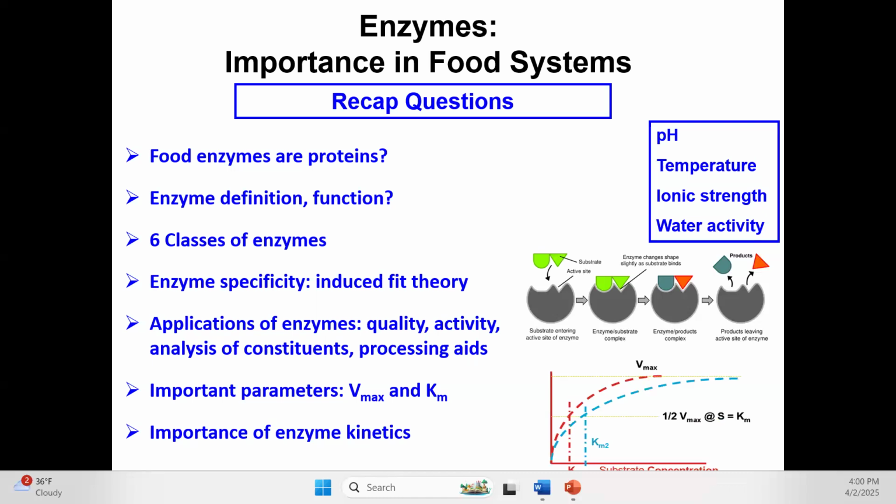And it's just a reminder that Km is a determinant of efficiency, affinity. So the higher the Km, the lower the affinity, because you would need higher substrate concentration to reach the same velocity. So lower Km, higher affinity of the enzyme to that particular substrate.